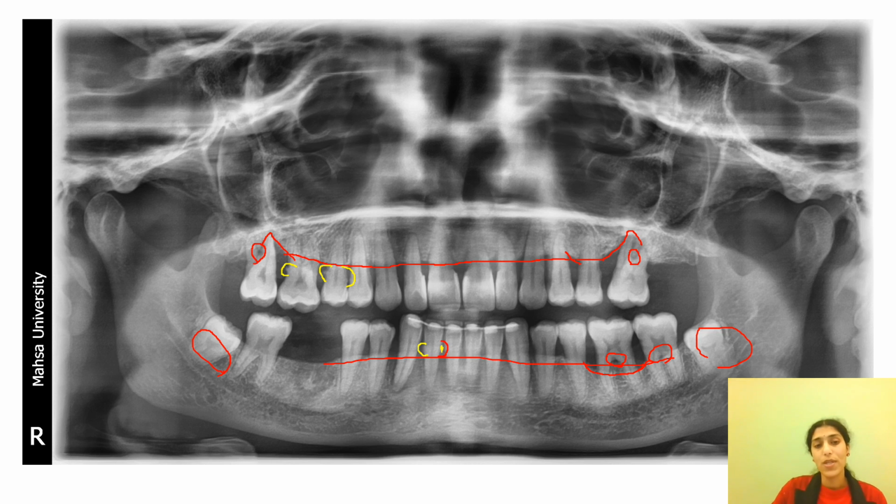Okay, you can also see that there are some open contacts here. Of course, this is very obvious, open contact here. This is also open contact. Okay, this eventually will cause supra-eruption, as we discussed about supra-eruption and the drifting of the teeth, right? So here also is open contact, as you can see in all these areas. All right, there are multiple open contacts that are present, right?